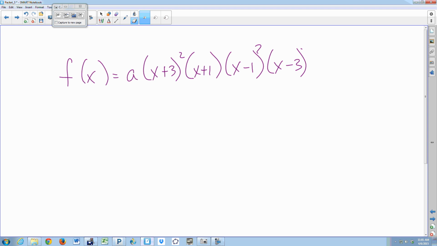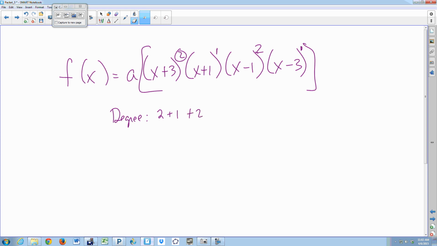Someone said 7. How'd you get 7? No, a is just a constant, right? So remember, if you multiplied all this out, you'd have some leading term, right? And the a would just be right there multiplying that, and it would multiply all the rest of the things, okay? What is it? 6. How did you get 6? 2. And what's this one?